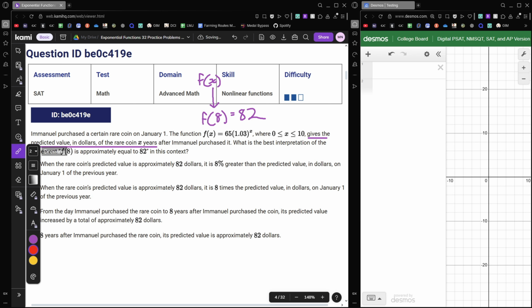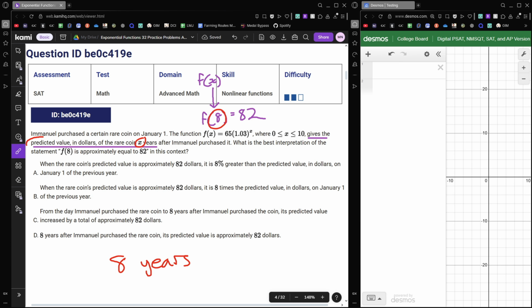We know here that x would be 8, so the amount of time that would pass would be 8 years. Then, as for the predicted value, we know that it's going to be 82. So that means that 8 years after he purchased it, the predicted value would be $82. Alright, so now that we've come up with our own interpretation, let's see what answer choice would match that.